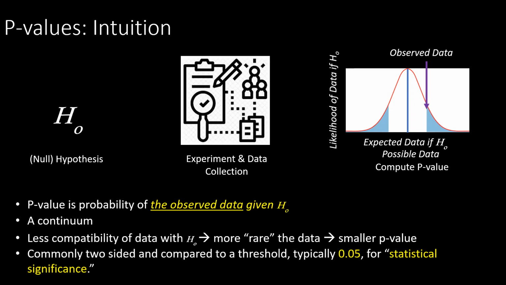Commonly, this is carried out or computed in what we call a two-sided way. Notice in the schematic, we have the blue shaded area on both sides, even though what we observed is actually at this purple line here. So what you often see in the literature is that a p-value is compared to some sort of threshold value to define statistical significance. And the most common value for that threshold is 0.05. But make no mistake, at its core, a p-value is a probability, it's on a continuum, it ranges between 0 and 1.